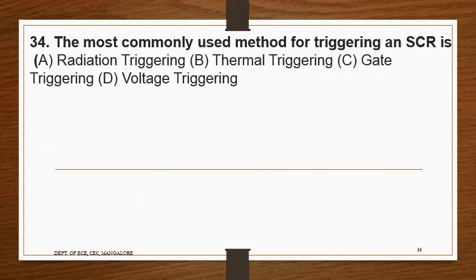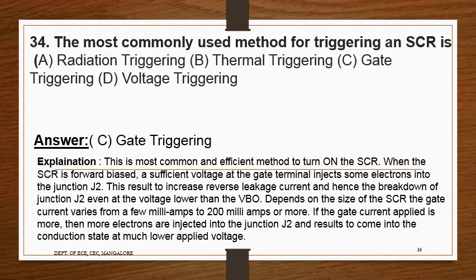The most commonly used method for triggering in SCR is A. Radiation triggering, B. Thermal triggering, C. Gate triggering, D. Voltage triggering. The obvious answer is gate triggering, C. So this is the most efficient method to turn on the SCR when the SCR is forward biased.